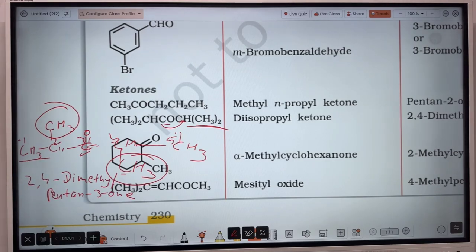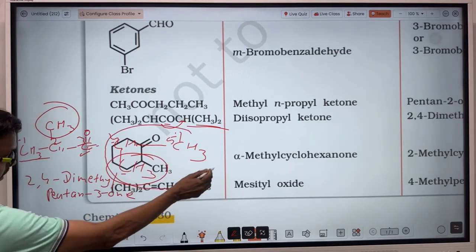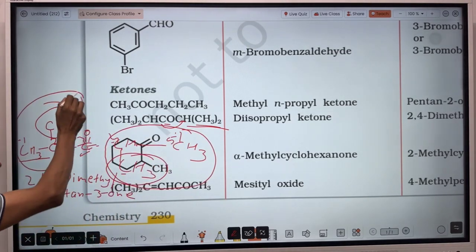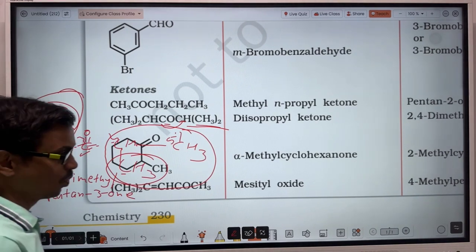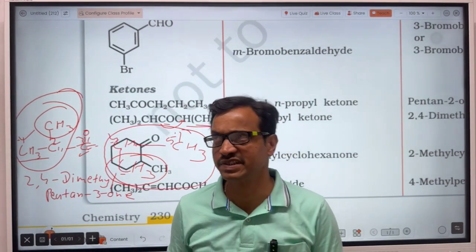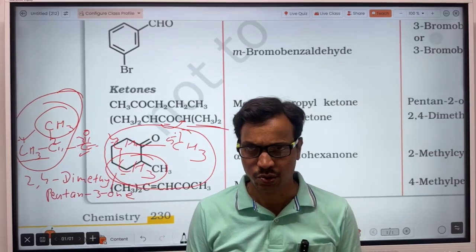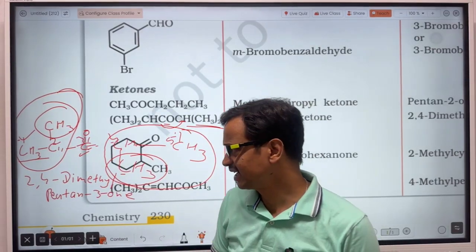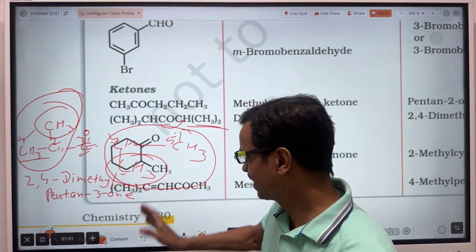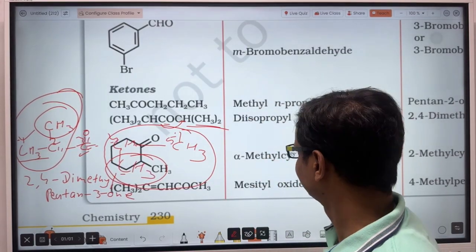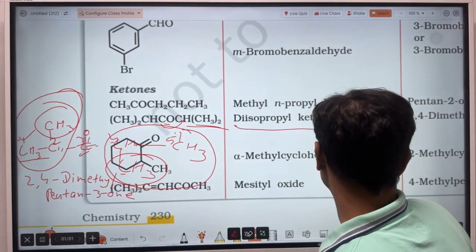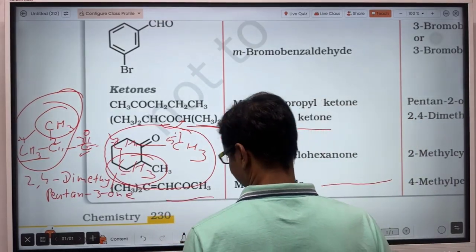And how to write the common nomenclature? Watch out here. This alkyl group and this alkyl group are the same, and it is isopropyl. That means in this compound there are two isopropyl groups bonded to the carbonyl carbon. So that's why we will write diisopropyl ketone. Okay, diisopropyl ketone. And the IUPAC name, you may check that.